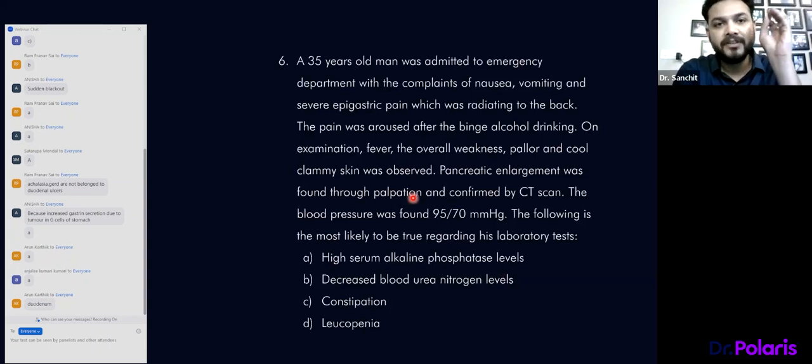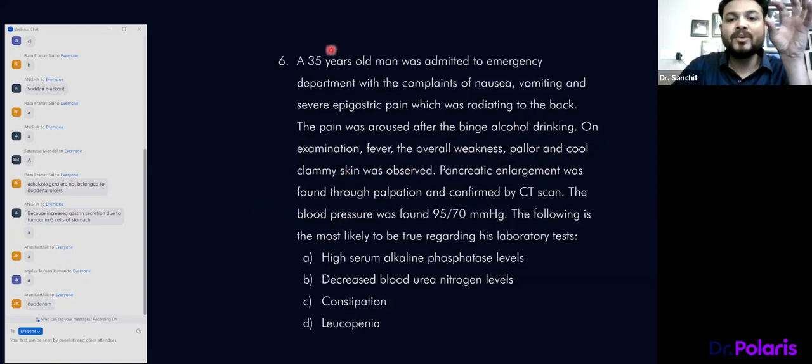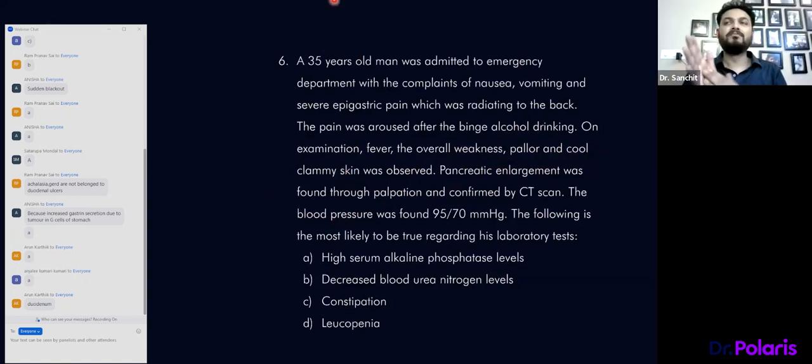On examination, there was fever, overall weakness, pallor, and cold, clammy skin. So what does this indicate? Fever, weakness, pallor, cold, clammy skin. What do you mean by this? That this patient is hypotensive. Hypotensive means the blood is not circulating enough in every part of the body. That's why he's pale, as well as having cold, clammy skin. Whenever there is low blood pressure or hypotension, all our extremities become cold. So this patient has come in with hypotension, and that's why the blood pressure is quite low, 95 by 70.